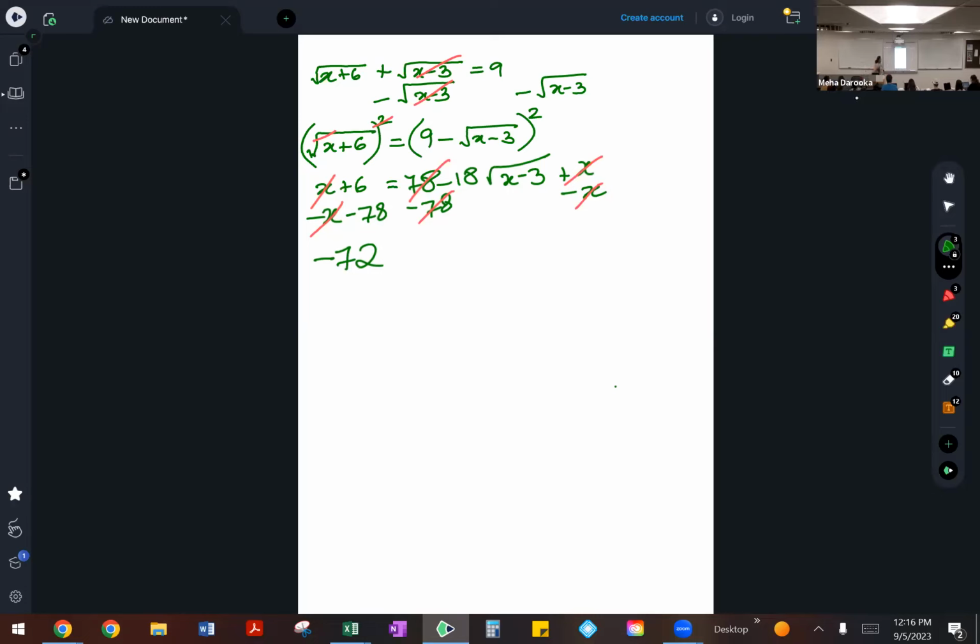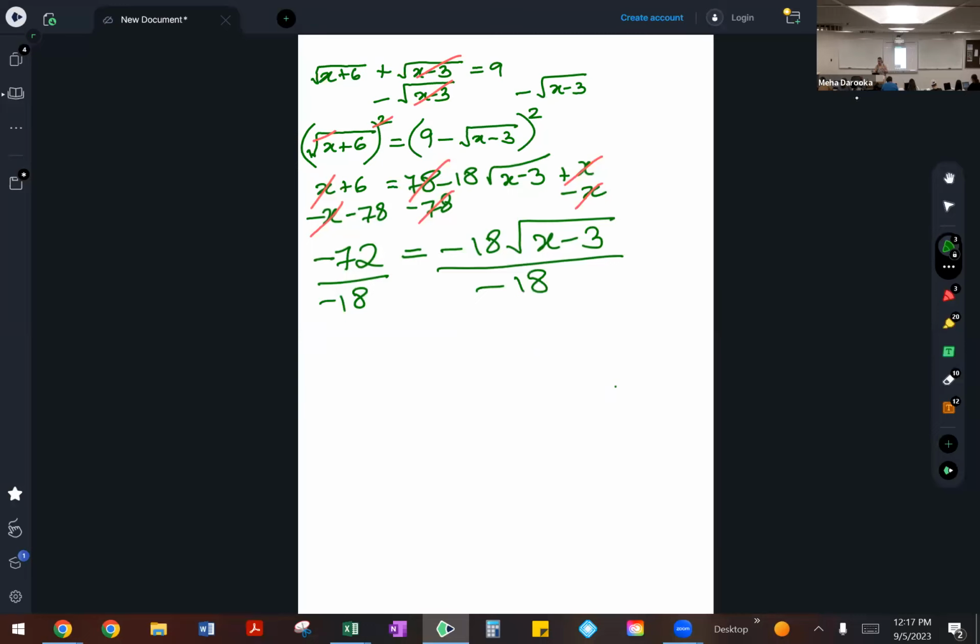I know, again, it's kind of messy, but what are we left with on the right-hand side after we move that 78 and the x? What's left on the right-hand side? Negative 18 times the square root of x minus 3. Okay, so we still need to isolate the square root. So what do we do next? Perfect, divide by -18.